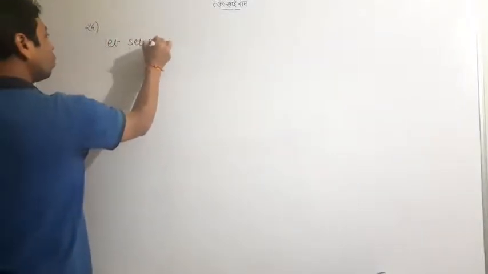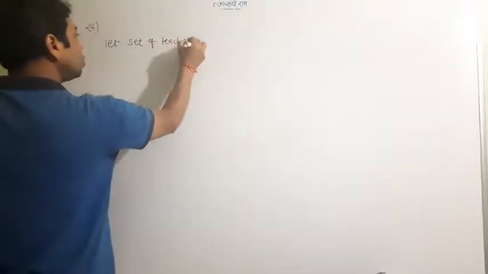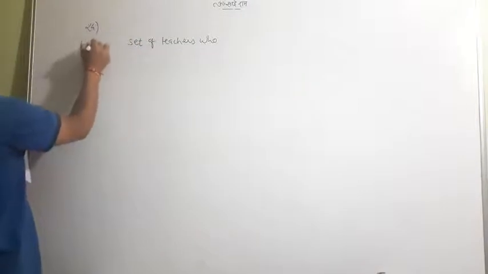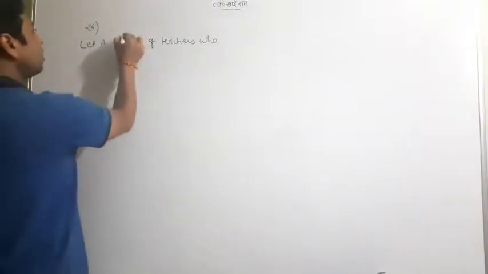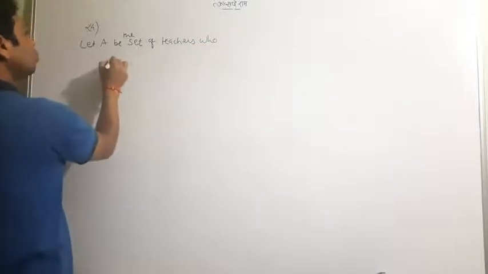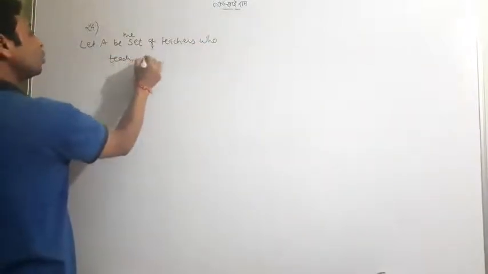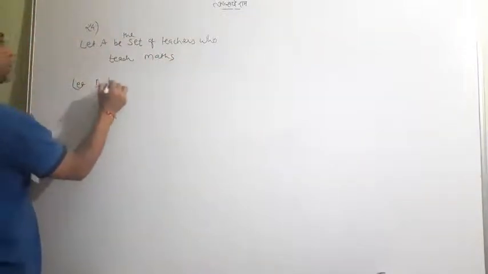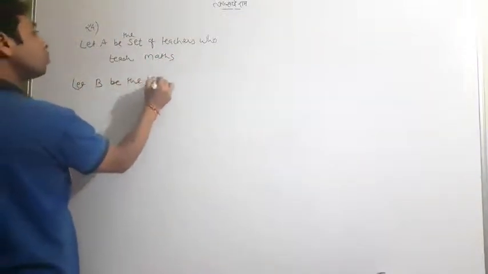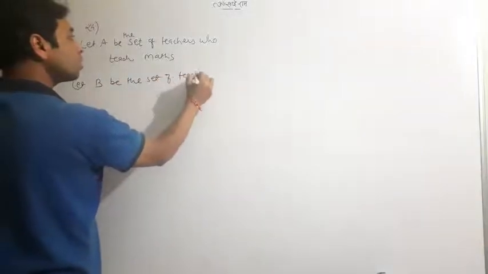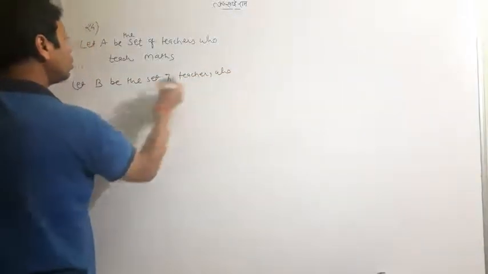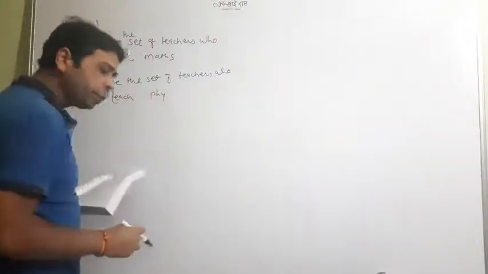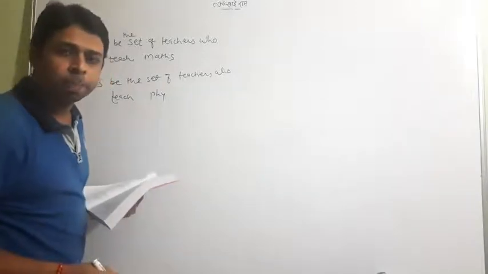Let A be the set of teachers who teach mathematics, and let B be the set of teachers who teach physics. So we have taken two sets, A for maths and B for physics.